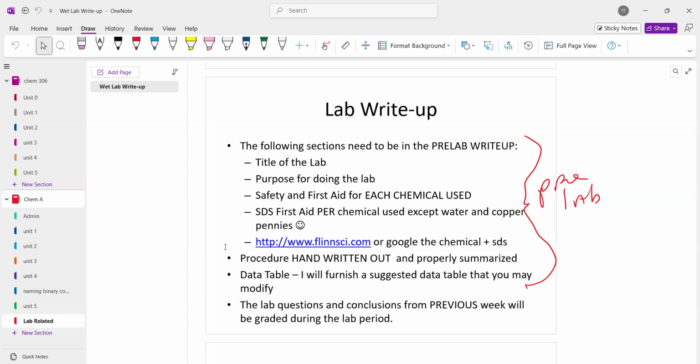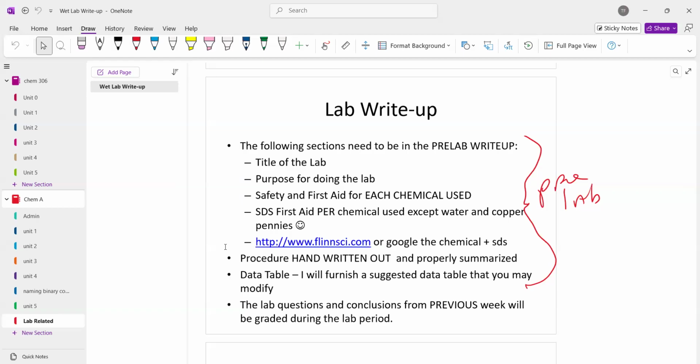Okay, I already mentioned you have to handwrite it. Data table. The purpose of a data table is a place to organize your data. So in your procedure, if it says observe, data table; calculate, data table; measure, data table. All those are keywords that you need a place to put your data or the observation.